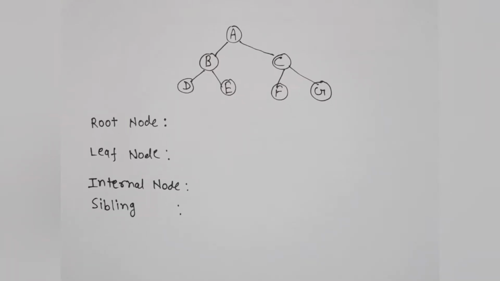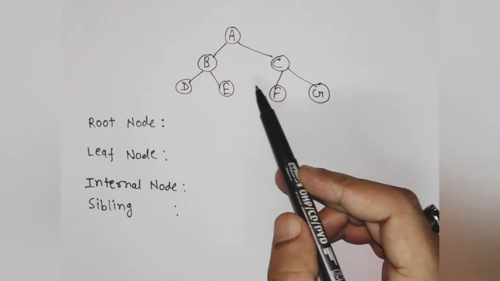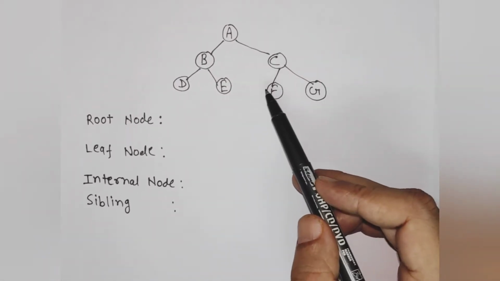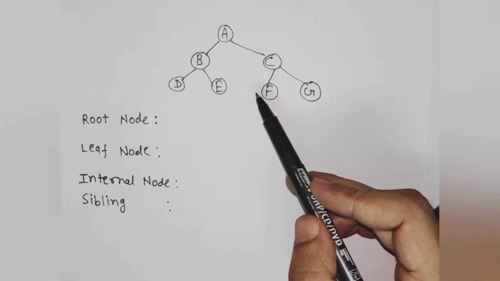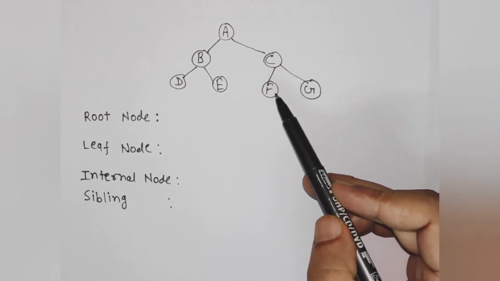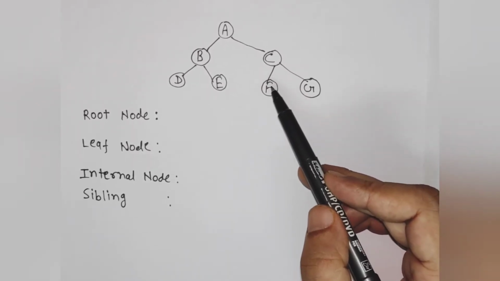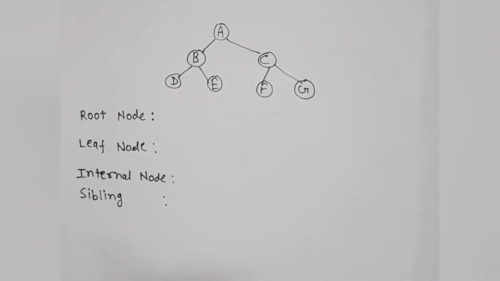Now let's see some useful terms in the tree. So here I have drawn one sample tree. In this I have not written the addresses. So from here onwards we will use this representation only. In books or on every website you will find this kind of representation only. So now let's see some useful terms.